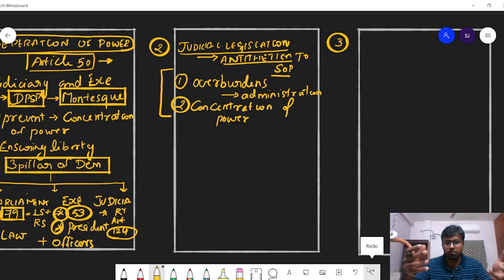So this is how we have to get points. Judicial activism, or judicial legislation, is antithetical to separation of powers. It overburdens the administration, and leads to concentration of power. What are the other problems? Put it down. But antithetical to separation of powers.